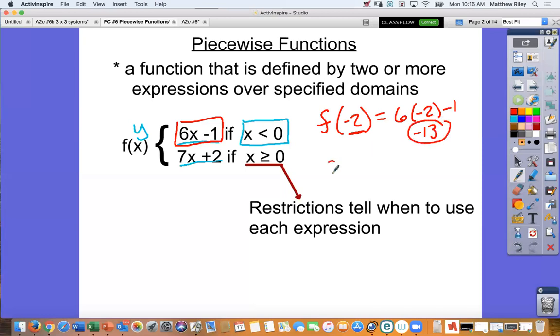Now, what if I had something like this? f of 3, greater than 0 or less than 0? Greater. Because it's greater than 0, I use this equation. So I type in 7 times 3 plus 2, which is 23.